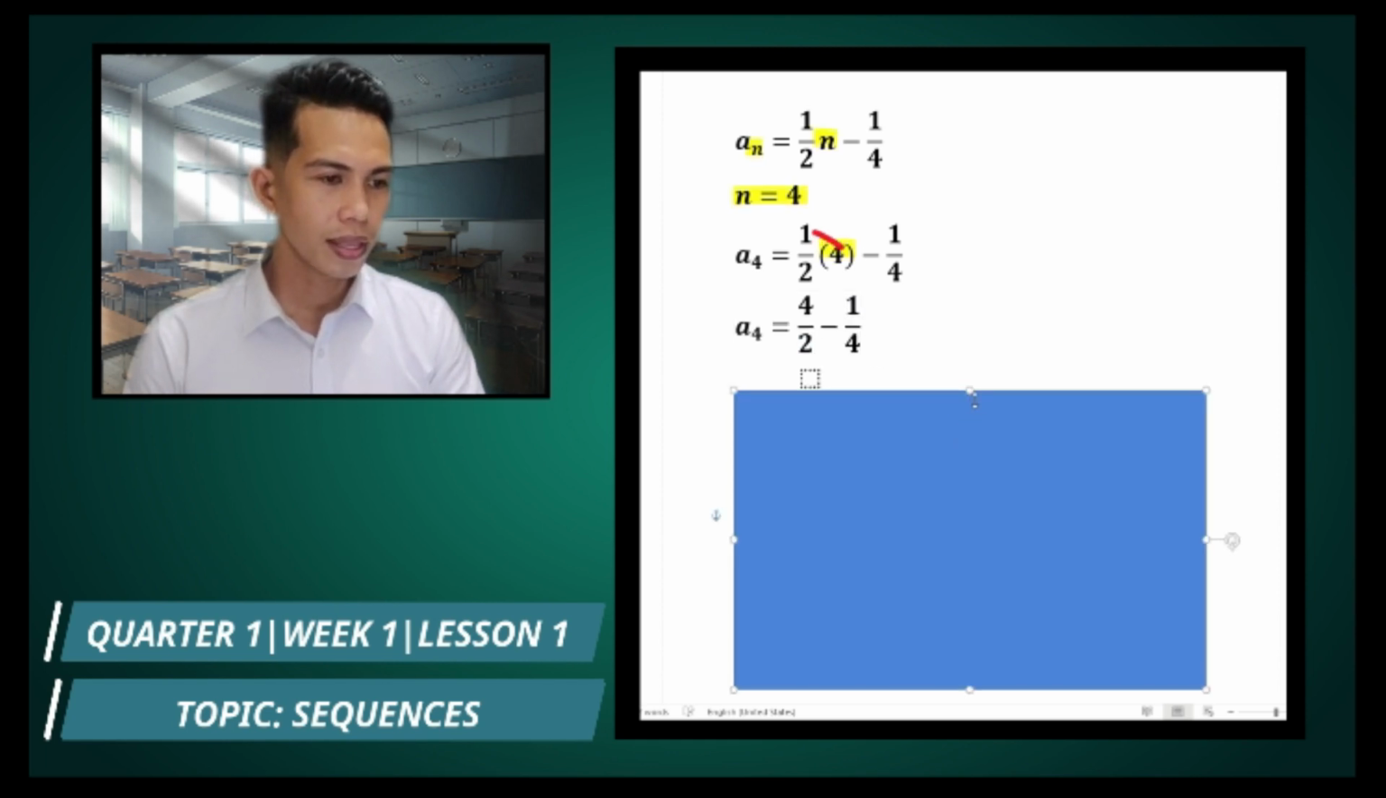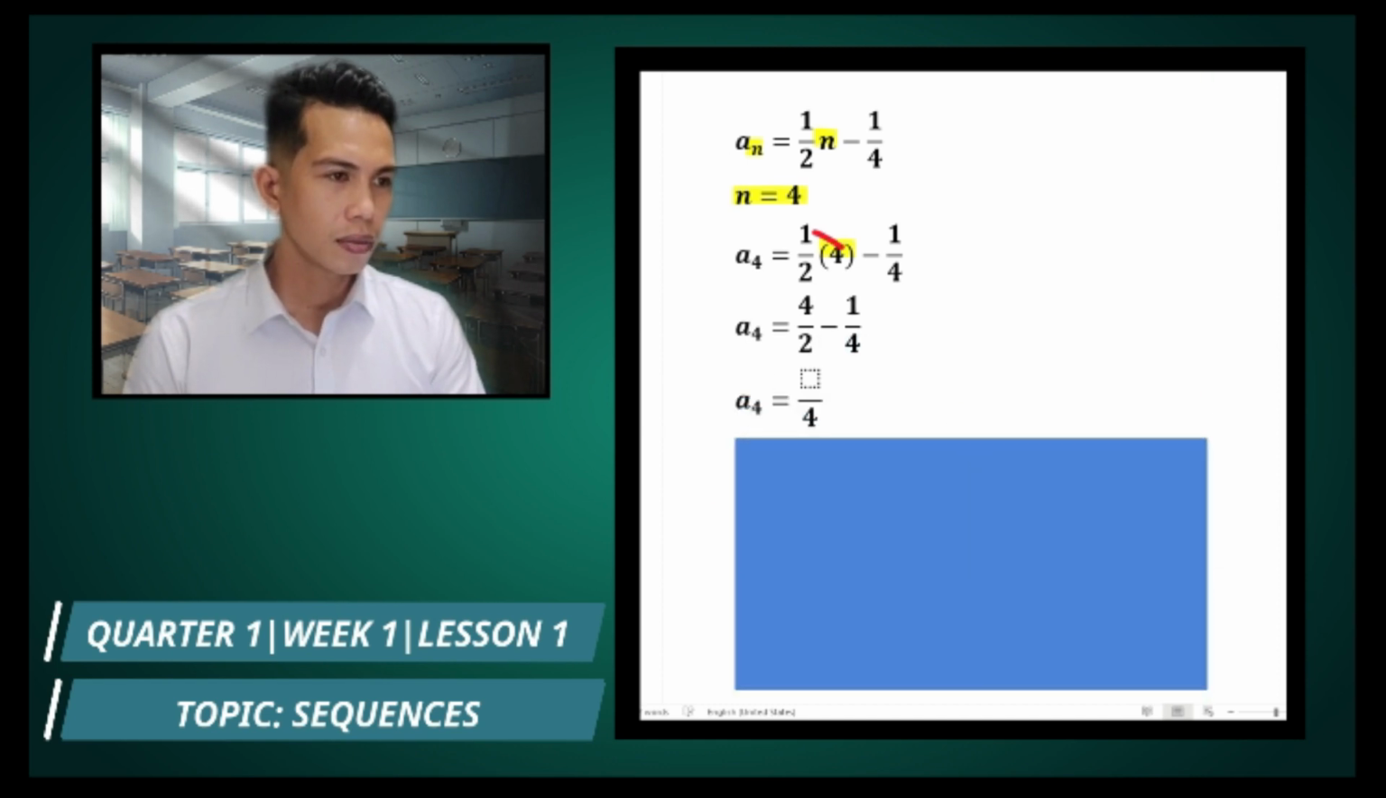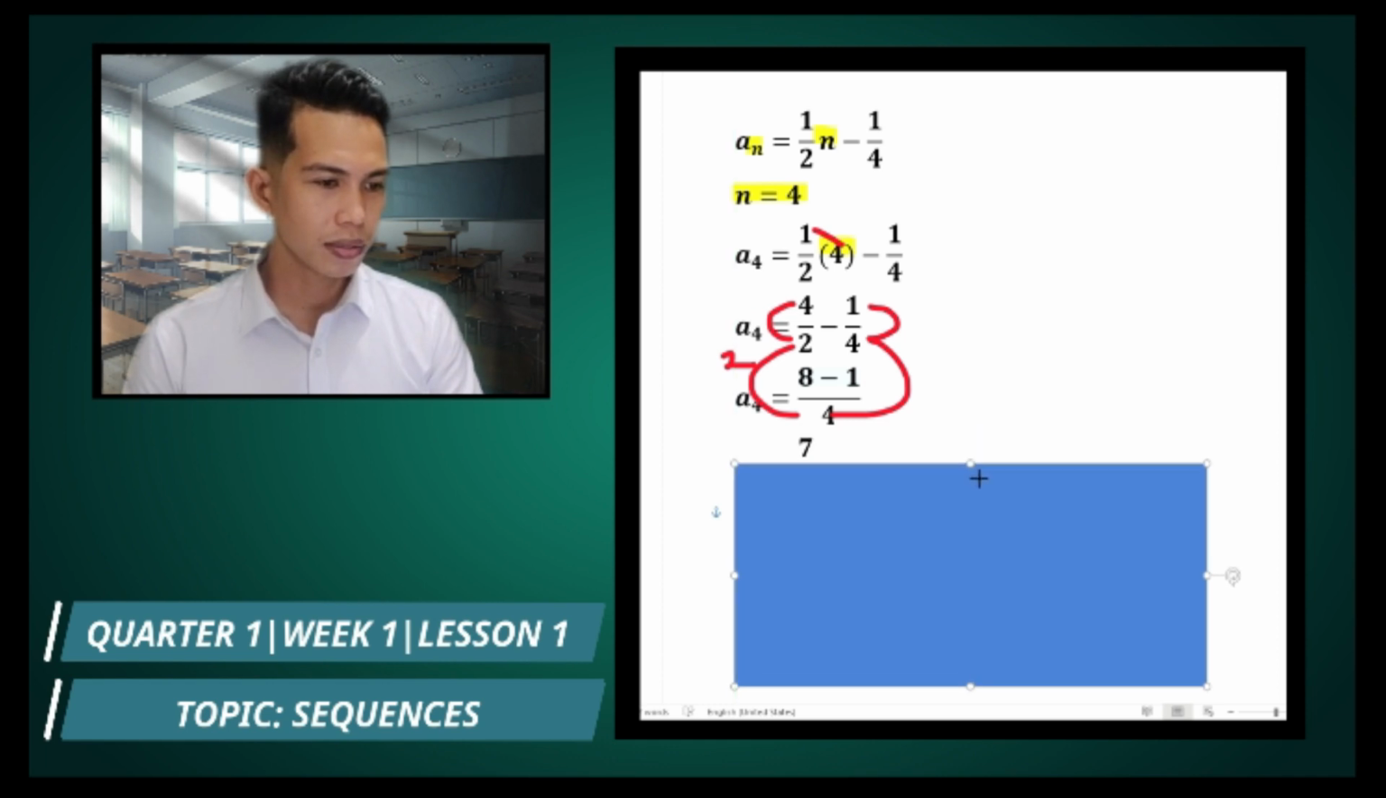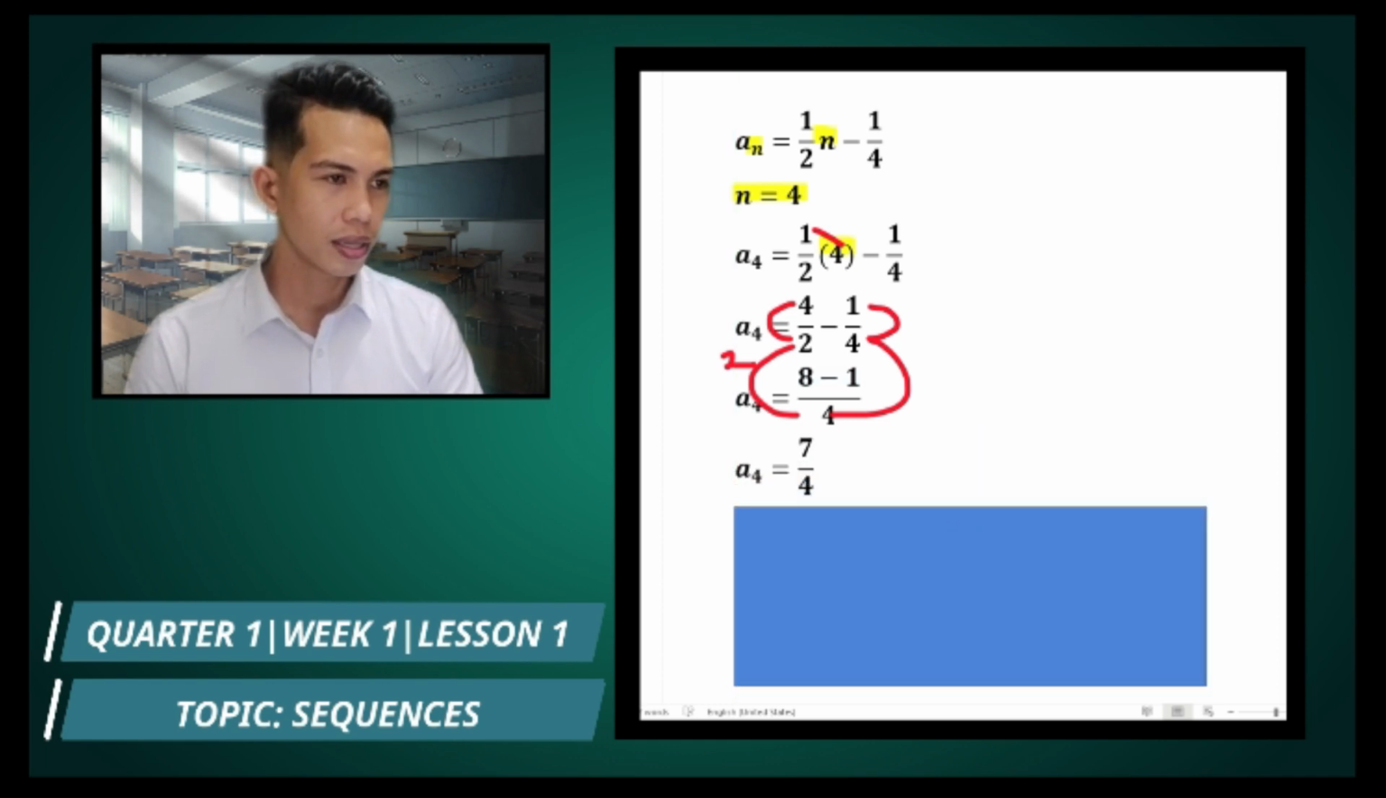And then find the LCD of 2 and 4, which is 4. And then do the process. 4 divided by 2 is 2 times 4, we have 8. And then minus, do the same process on the right side. 4 divided by 4 is 1 times 1 is 1. So therefore we have 1. 8 minus 1 is 7 over 4. Therefore our fourth term is 7 over 4.